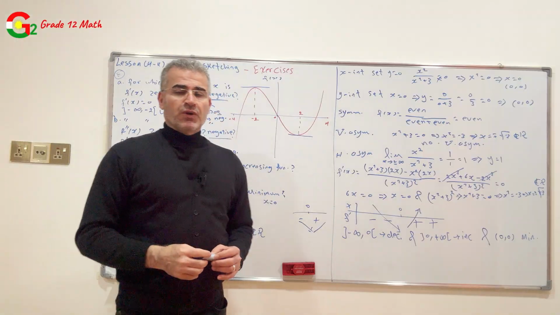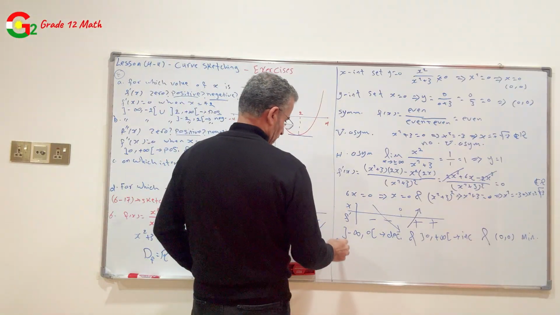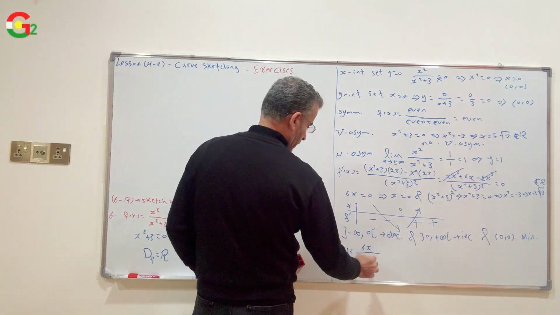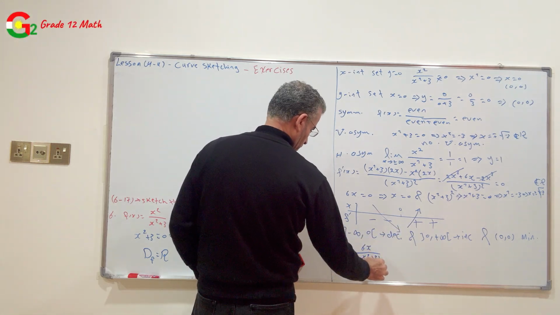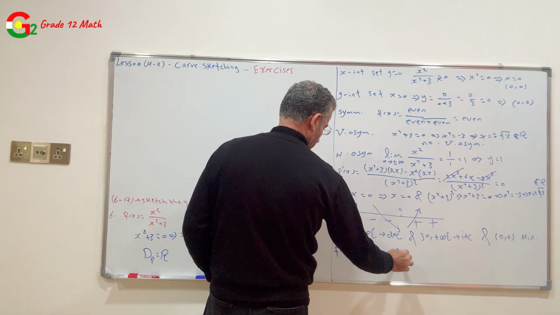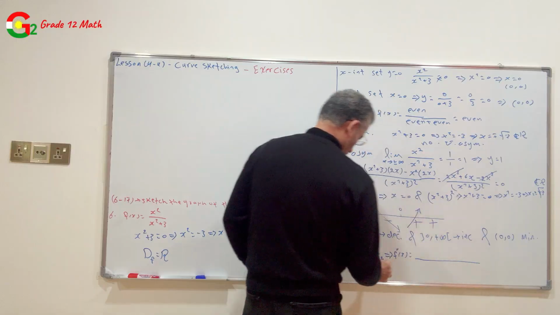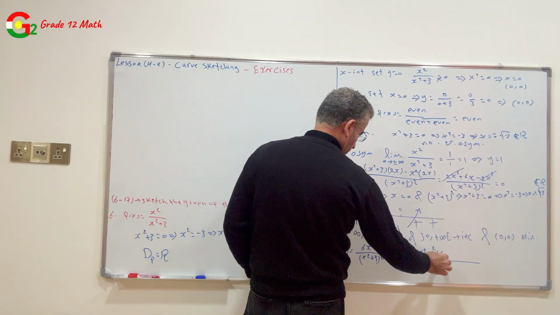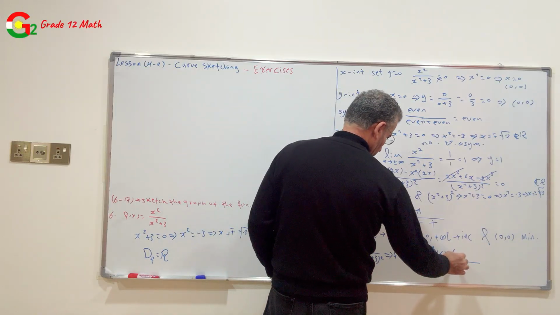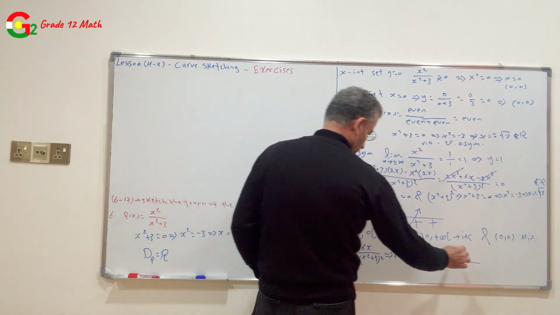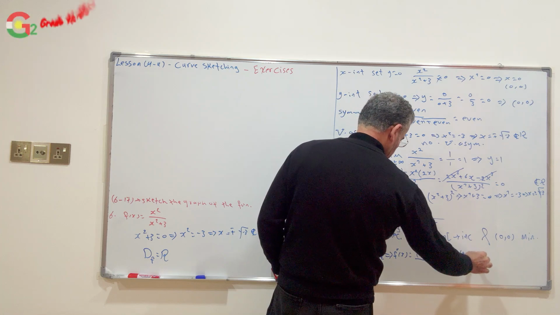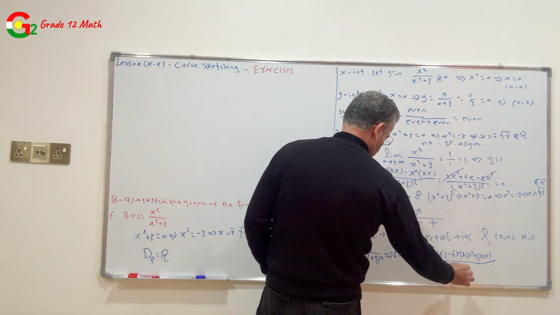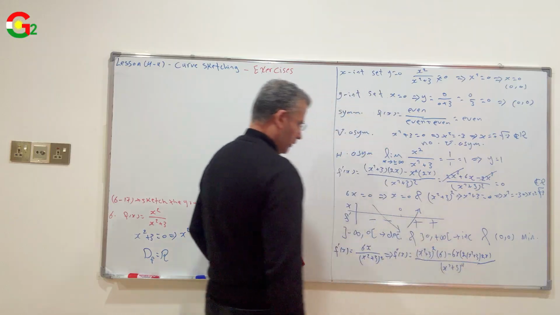To find the inflection point and the interval of concavity, find the second derivative of this function. f prime of x equals 6x over (x^2 + 3)^2. Then f double prime of x equals the denominator (x^2 + 3)^2 times the derivative of the numerator 6, minus the numerator 6x times the derivative of the denominator, 2(x^2 + 3) times 2x, over ((x^2 + 3)^2)^2, which means power 4.